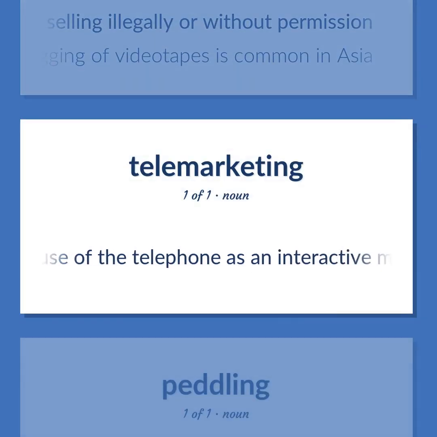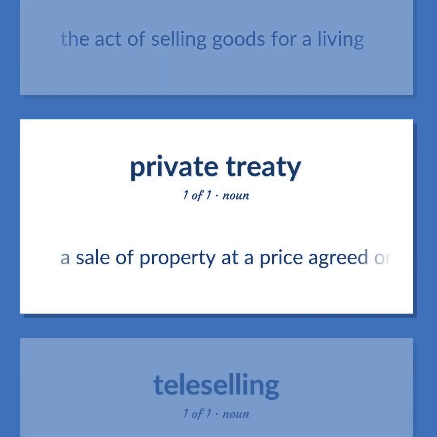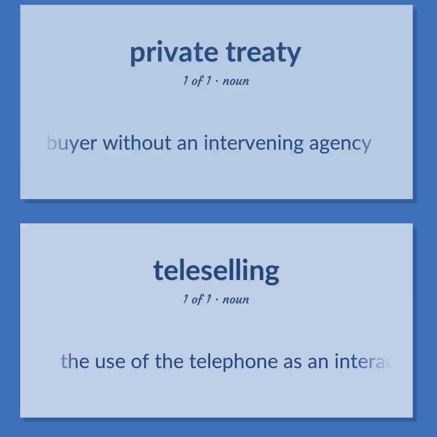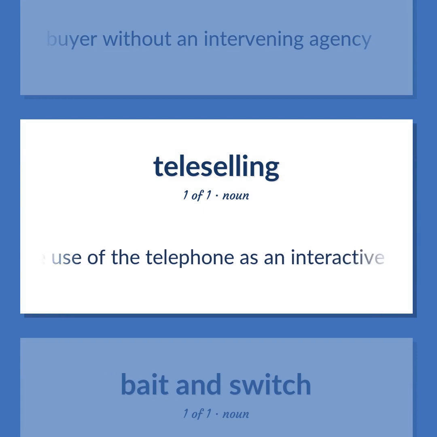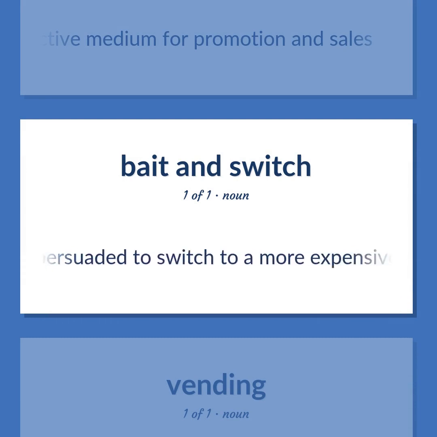The use of the telephone as an interactive medium for promotion and sales. The act of selling goods for a living. A sale of property at a price agreed on by the seller and buyer without an intervening agency. A deceptive way of selling that involves advertising a product at a very low price in order to attract customers who are then persuaded to switch to a more expensive product.